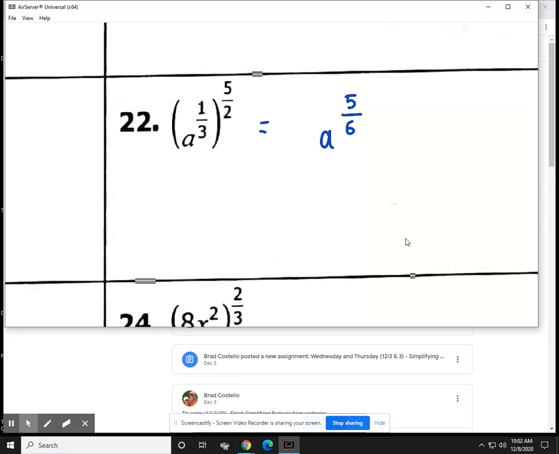Now let's rewrite it as a radical. The denominator is the root. What's my denominator? Diana, what's my root? 6. 6th root of what? A to the 5th. Will 6 go into 5? No. Done. I can't do any more. That's it. Okay?